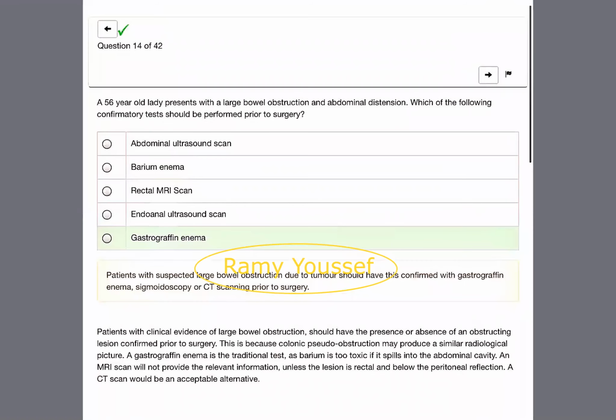Exactly. So gastrography enema, we'll do it for every large bowel obstruction before we go for surgery or definite diagnosis.